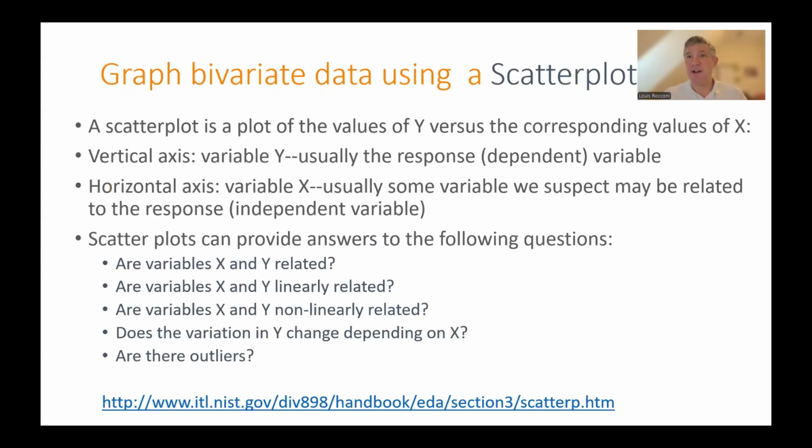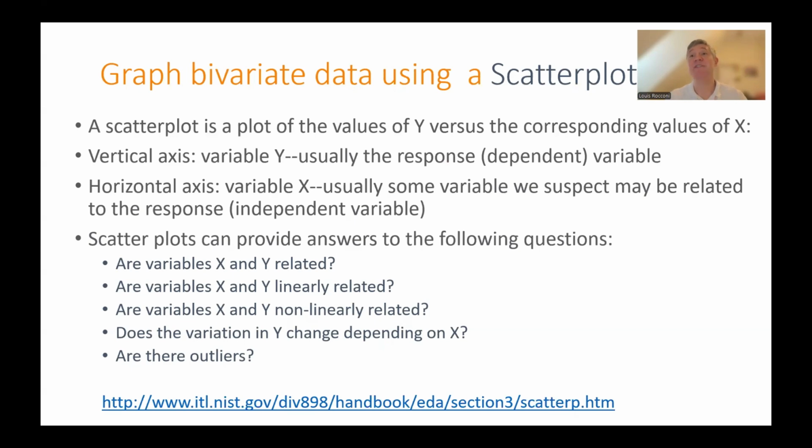We typically graph bivariate data using a scatter plot. We would have a plot with little dots for where the values of x and y come together. We usually graph the response, or dependent variable, on the y-axis, the vertical axis, and on the horizontal axis is usually where we put our independent variable.